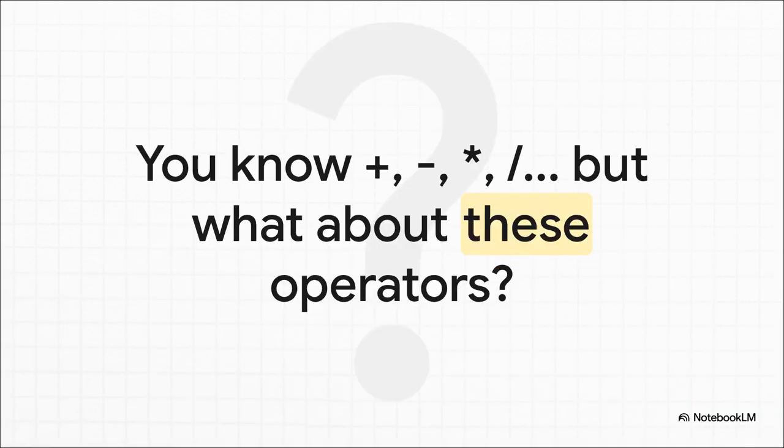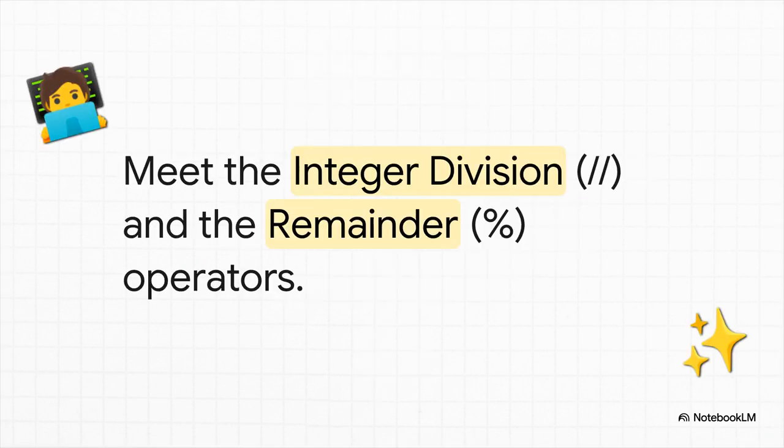Okay, let's dive in. You've for sure got the basics down pat. Plus, minus, multiply, divide. They're like the hammer and screwdriver of your coding toolbox. But today, we're adding two new specialized tools to your collection that solve some really common problems in a super elegant way. And here they are. Meet your new best friends, the double slash and the percent sign.